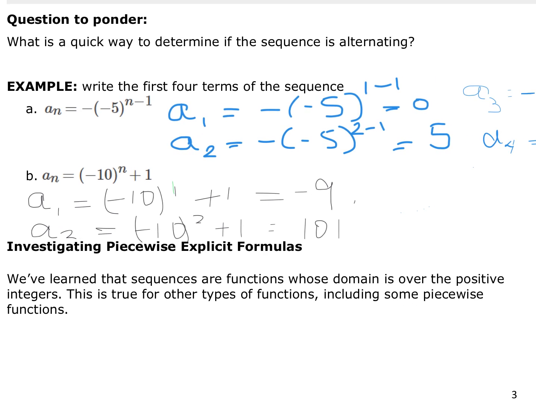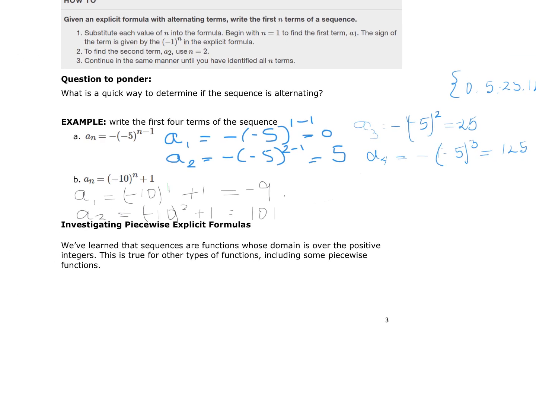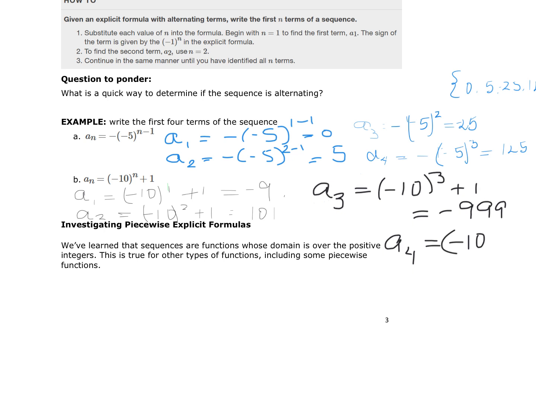My next term, which will be a sub 3, is going to be equal to negative 10 raised to the 3rd power plus 1. So it's going to be negative 1,000 plus 1, which is negative 999. And then a sub 4 is going to be negative 10 raised to the 4th power plus 1.